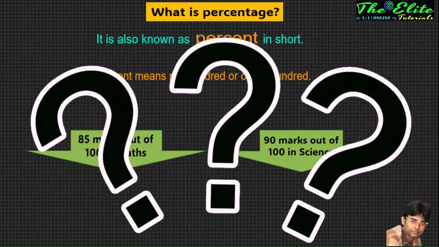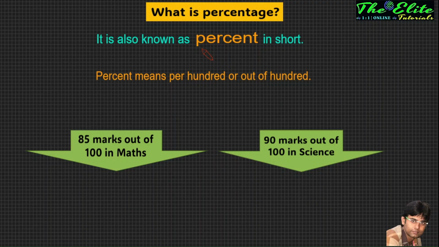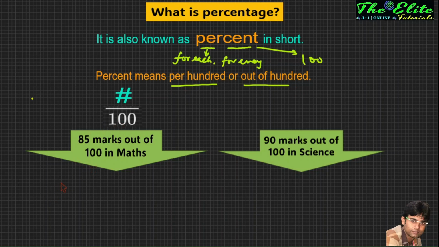So the question is, what is percentage? It is also known as percent in short, and it is made up of two words. The prefix per means for each or for every, and cent means 100, because it is taken from the Latin words per centum, where per means for each, for every, and centum means 100. So in short, it is written as percent. Percent means per 100 or out of 100. So any number that is out of 100 is known as the percentage of that number, which is written like this.